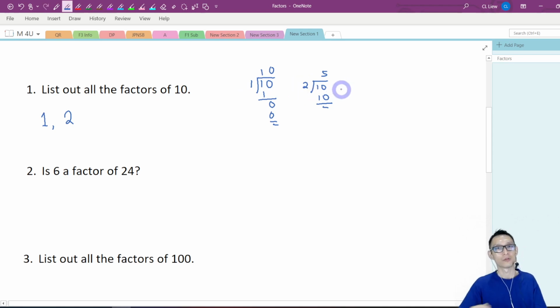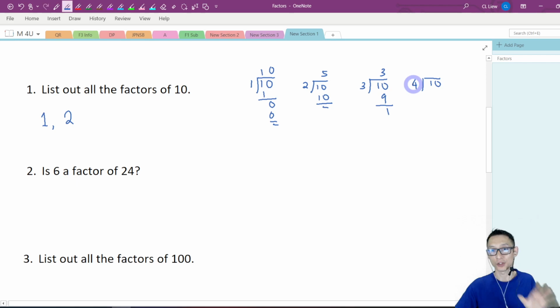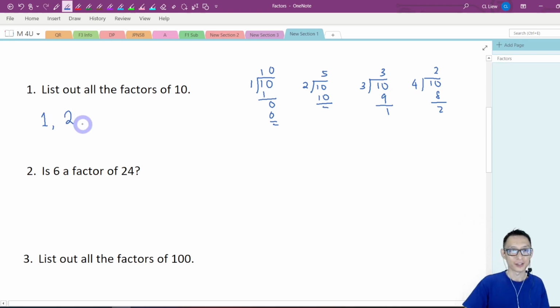Now I want to test 3. Is 3 a factor of 10? So 3 will be the divisor. 3 times 3, you will get 9. The remainder is 1. Therefore, we know that 3 is not a factor of 10. How about 4? Now 4 is the divisor, because I want to test 4. 2 times 4, you will get 8. The remainder is 2. Now we know that 4 is not a factor of 10. The other two factors will be 5 and 10. These are all the factors of 10.